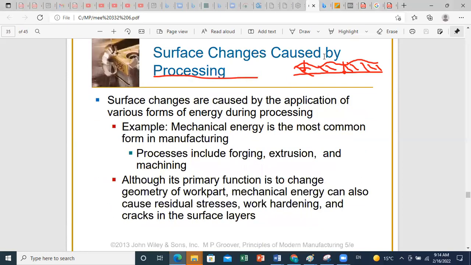So let us see what surface changes can be caused by processing. Surface changes are caused by the application of variable forms of energy during processing. For example, you know that mechanical energy is one of the most common forms used in manufacturing, and it can lead to the formation of your object to reach the final desired shape. These processes include forging, extrusion, and machining. We will talk in detail in future chapters about these processes. Now, although its primary function is to change the geometry of the work part, when doing these processes, the mechanical energy will also cause some residual stresses.